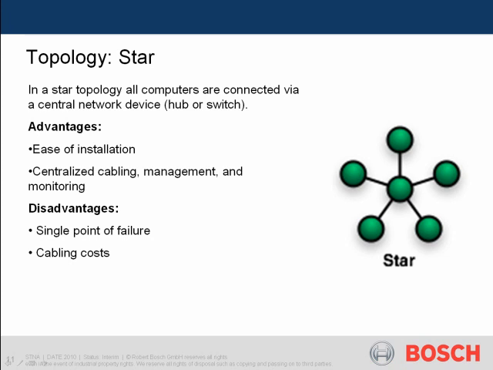Disadvantages: you have a single point of failure. If your main switch, hub, or router goes down, the entire network will not communicate. Also, you're running cable to each individual computer, so your cable costs are slightly higher. In short, this is the most common topology that you will see in any network.